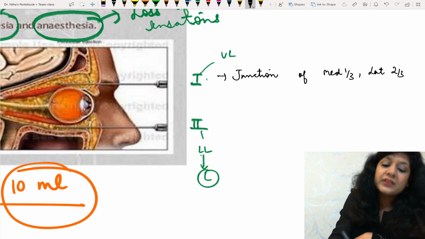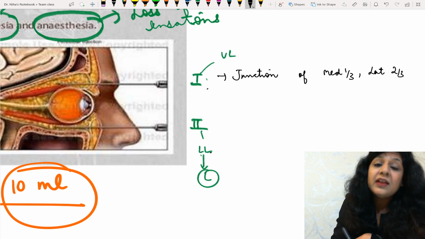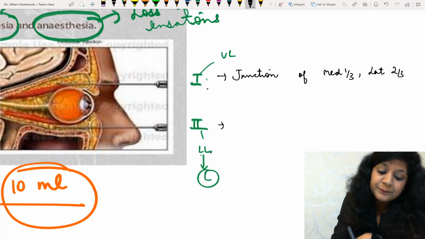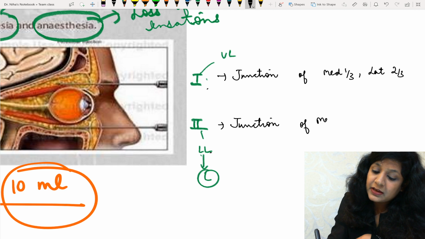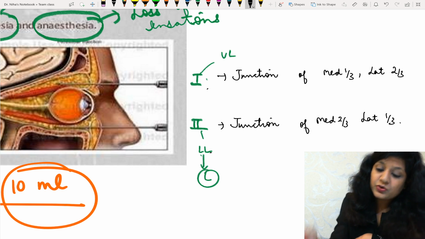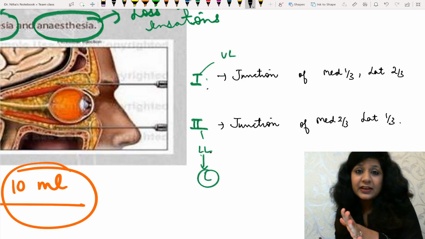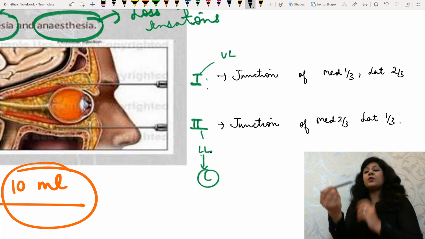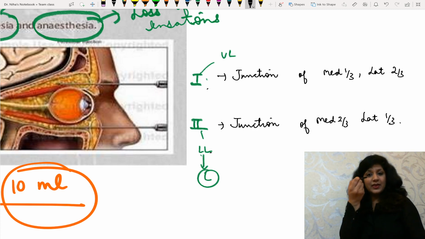So this is towards the medial side, while the lower one will be towards the lateral side. So this will be given at the junction of the medial 2/3 and the lateral 1/3. These things should be very, very clear to you, and we are going straight here. It is like this, we are going straight, and similarly here also we are going straight.